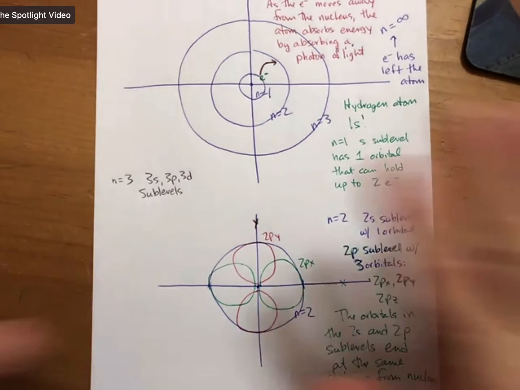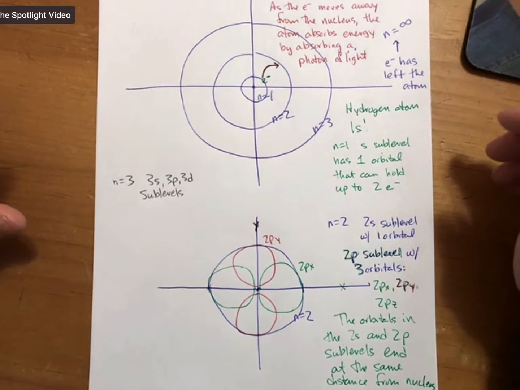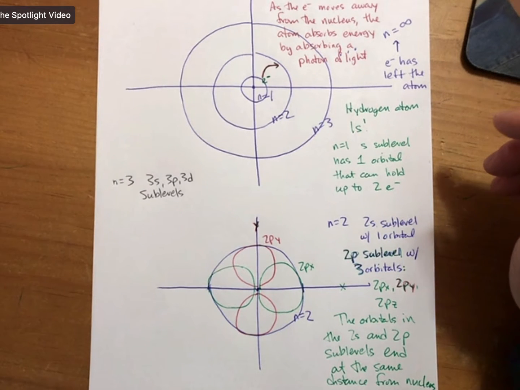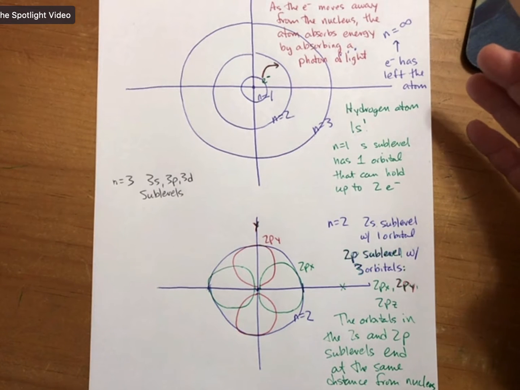Okay, so that's sort of background. Any questions about this picture of sort of how we're going to do electron configurations and how the electrons fit in the atom?